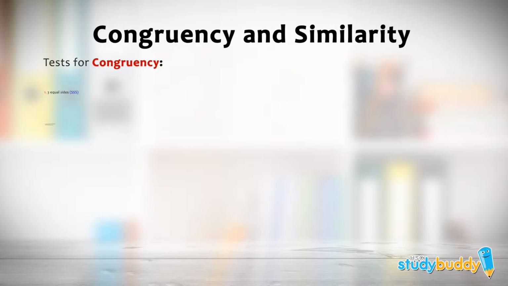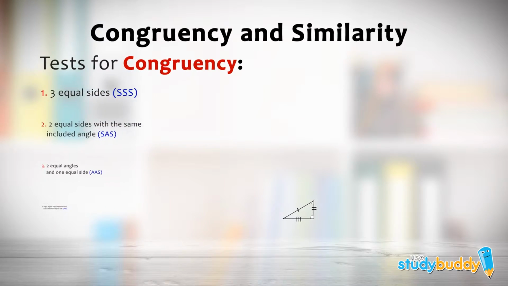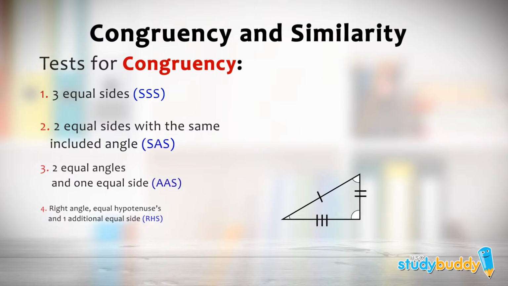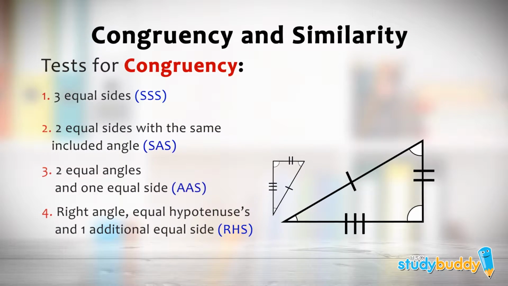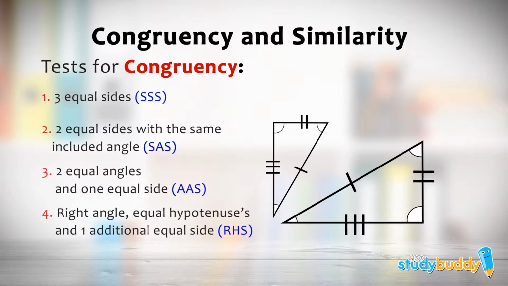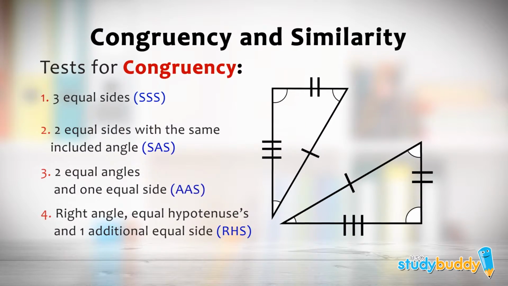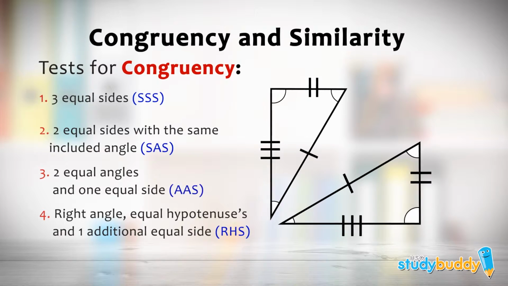Quick look at congruency and similarity. So we've got 4 tests for congruency. The first of those is 3 equal sides, so it's referred to as SSS, and obviously if 3 of the sides are equal, then your triangles are exactly congruent. We can also have two equal sides as long as their included angle is also equal.